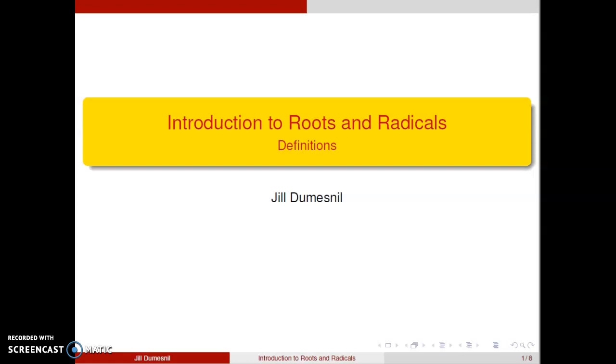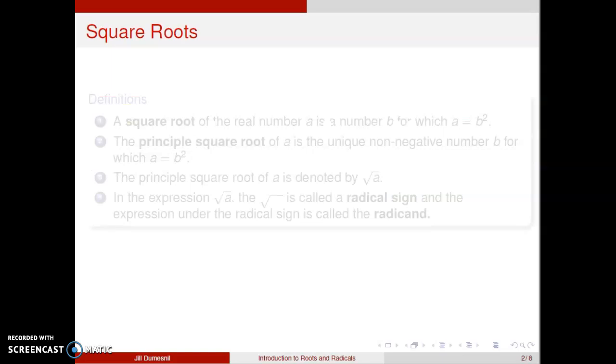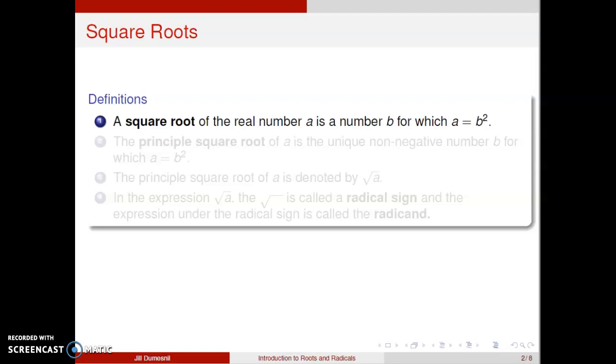This video introduces the concepts of roots and radicals. We will first consider square roots. A square root of the real number a is a number b for which a equals b squared. Essentially, a square root of a is any number that squares to a. The principal square root of a is the unique non-negative square root of a.